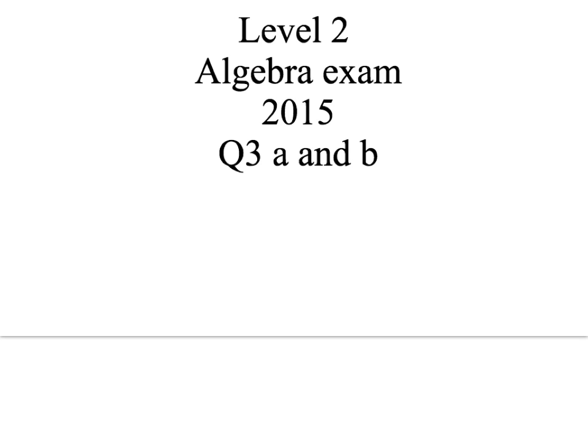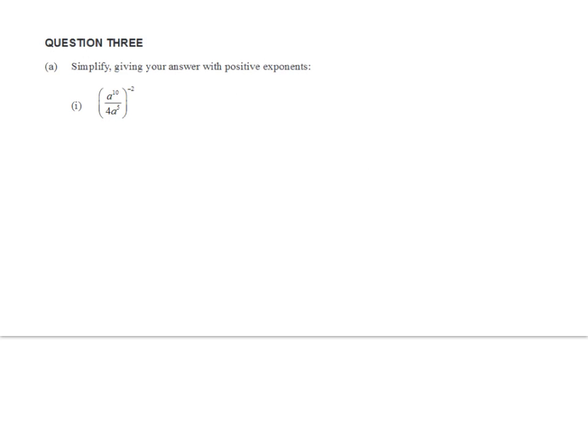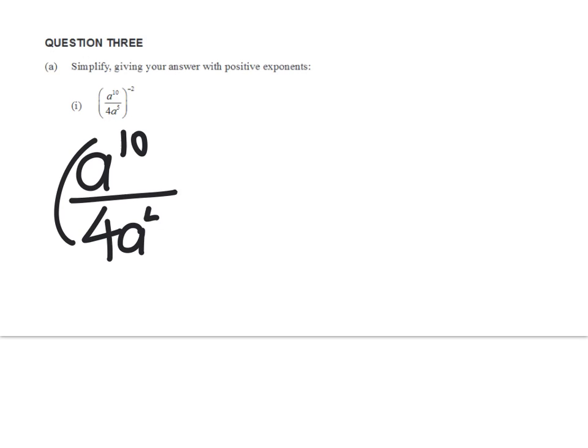Here's the first part of the 2015 Algebra exam. Okay, the first question is a simplify question, and you're asked to give your answer with positive exponents. Alright, so we've got a to the power of 10 over 4a to the power of 5, and that's all to the power of negative 2.